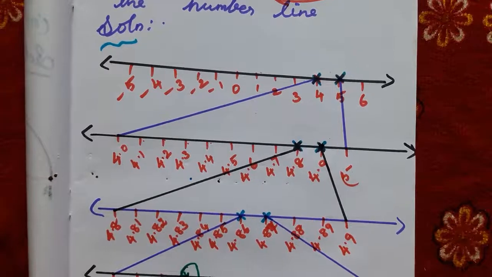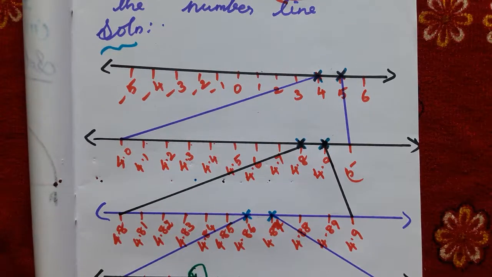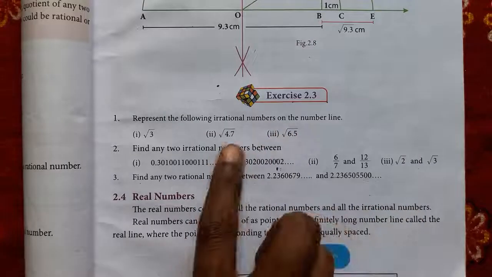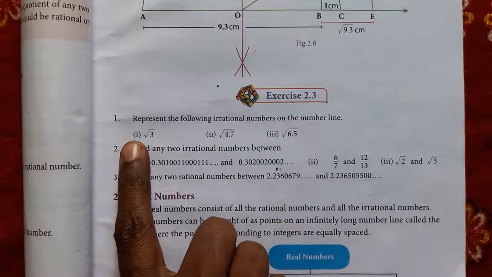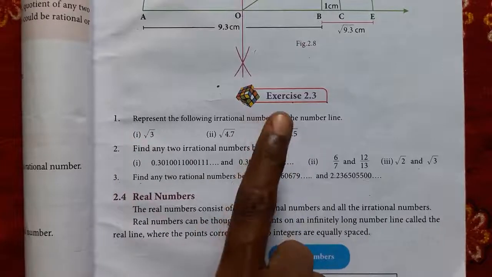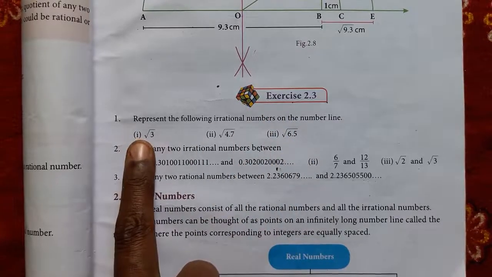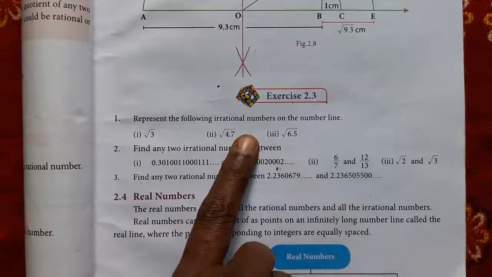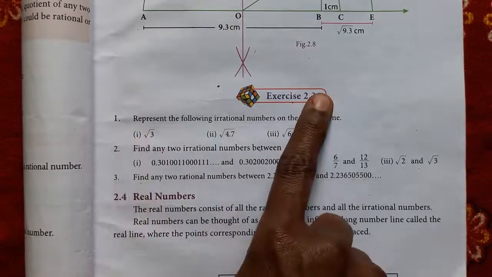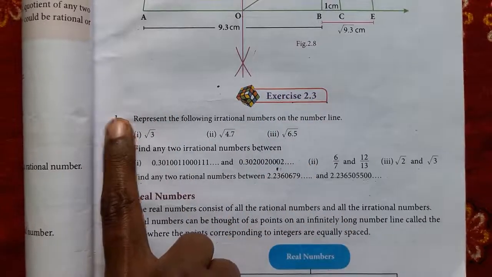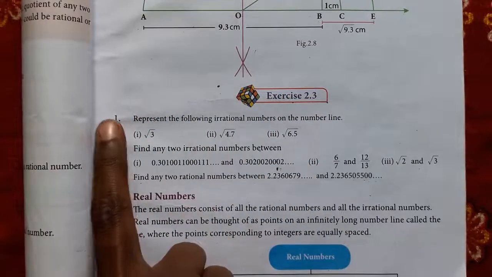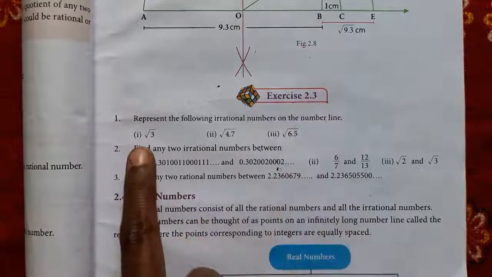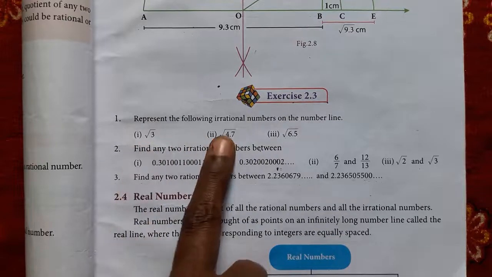Okay, I am going to give two problems as homework. You have to do those two problems. Exercise 2.3: the third problem we have already completed. The first and second problems you have to do as homework. Homework: exercise 2.3, first and second problems.